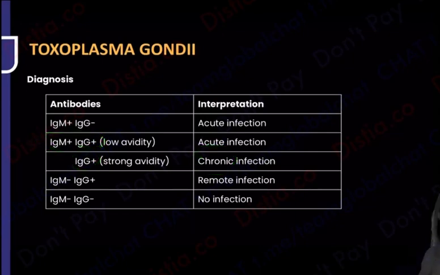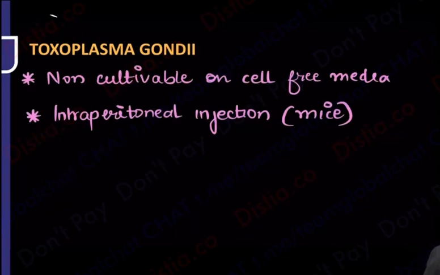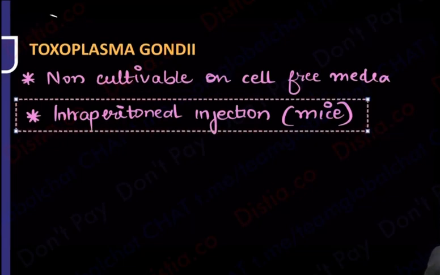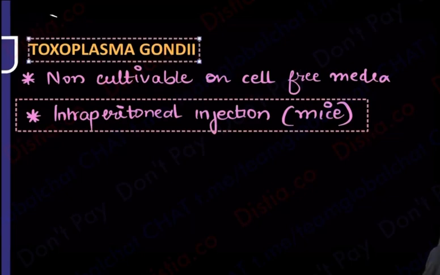Now, other than that, what else can you do? Do you have any culture, blood agar and all of those, or any other NNN media? No, this is non-cultivable on any of the culture media. You will have to grow it in one of the animals. So intraperitoneal injection of mice is what you're going to do, and that is how you're going to grow Toxoplasma. I told you, the cycle was also mostly animal-based, so animal growth is what you're going to see.